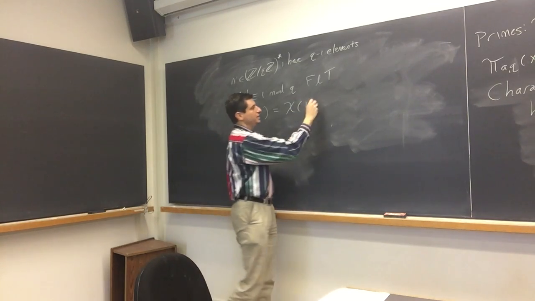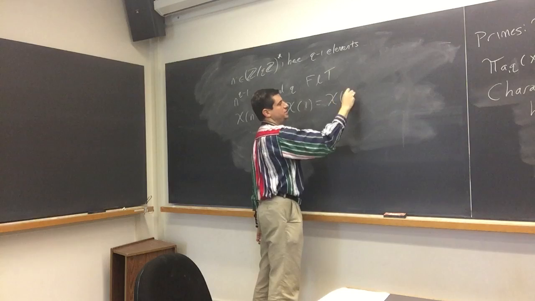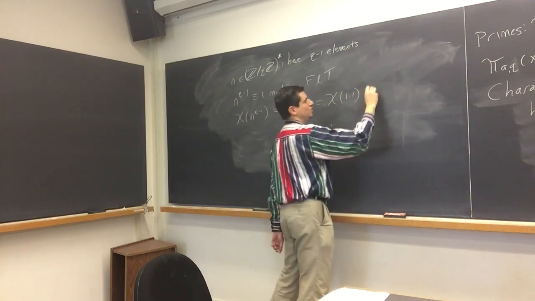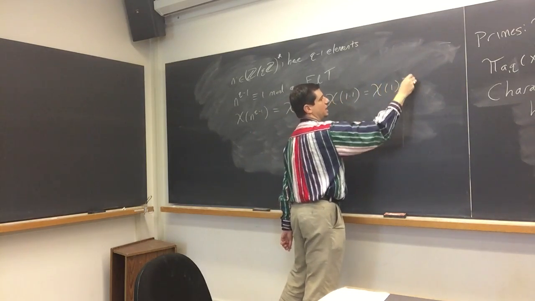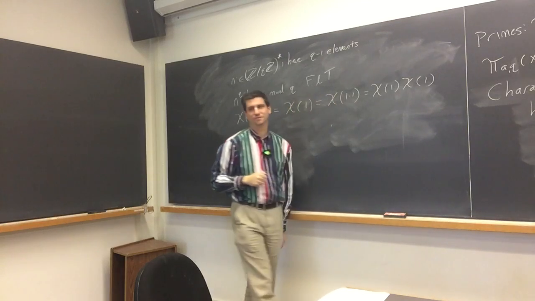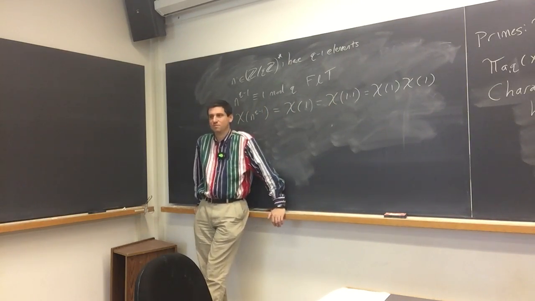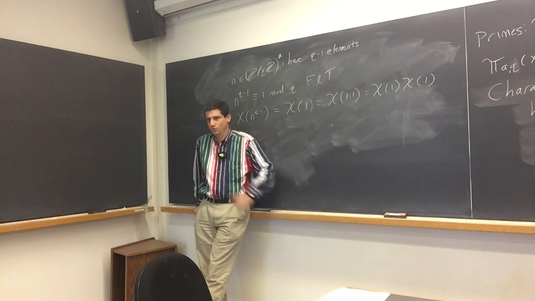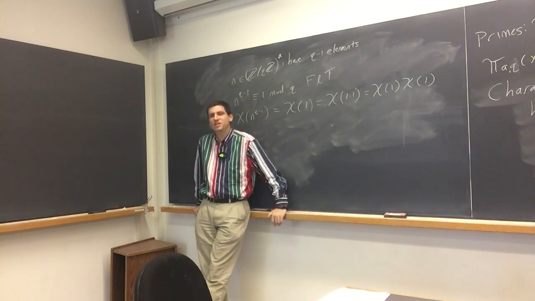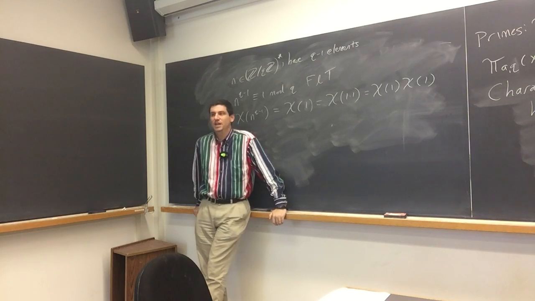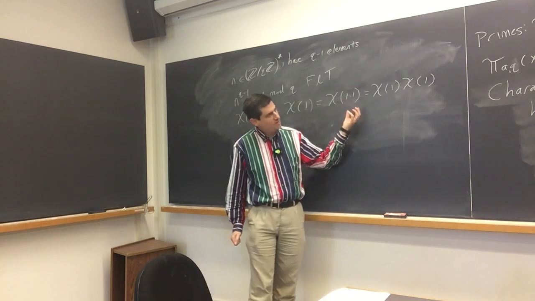Chi of 1 is the same as chi of 1 times 1, which is chi of 1 times chi of 1. What must chi of 1 equal? So chi of 1 could be 1. Is there anything else chi of 1 could be? 0, but that's kind of trivial.